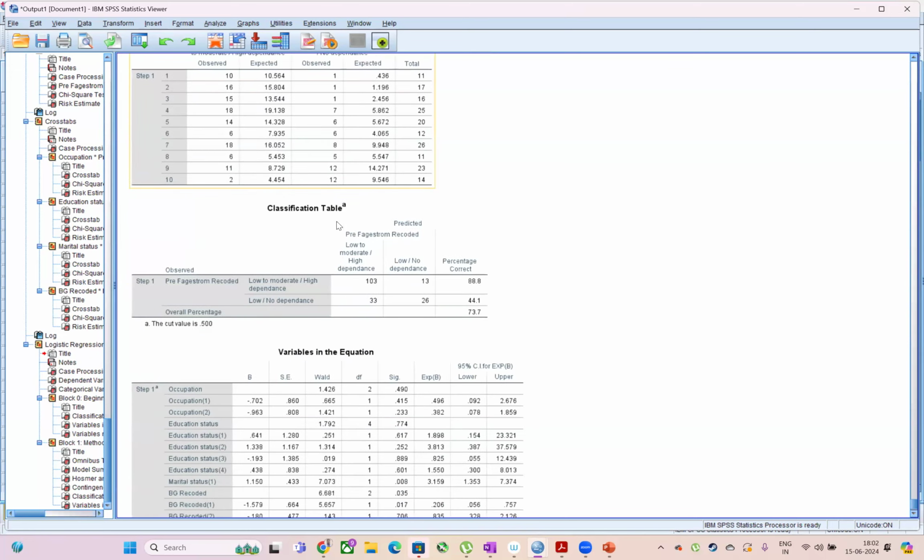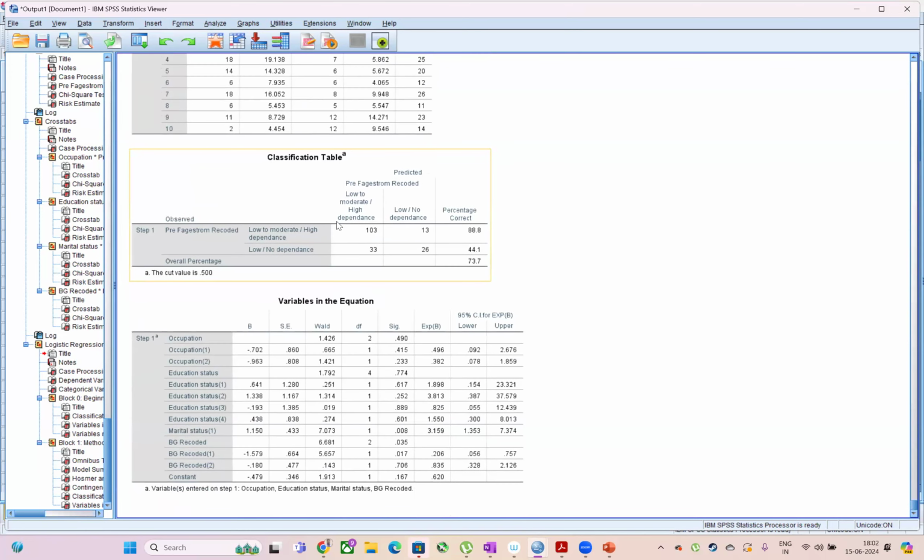Next, coming to the variables in the equation. This is the table which you have to be more concerned about. For occupation, we have three categories. As I said before, we have set the reference category to the last.